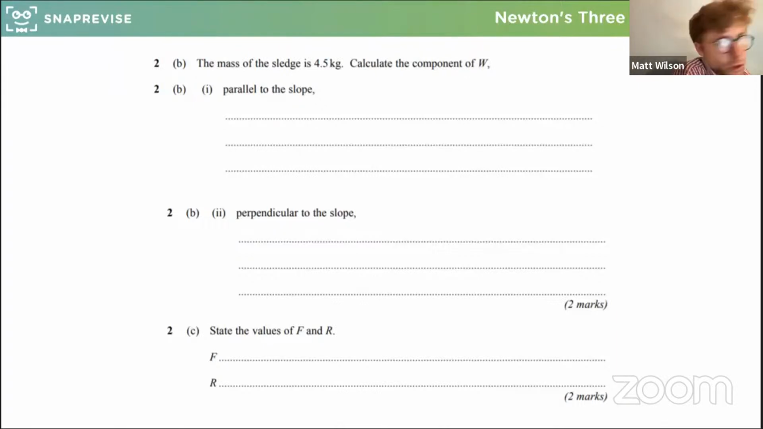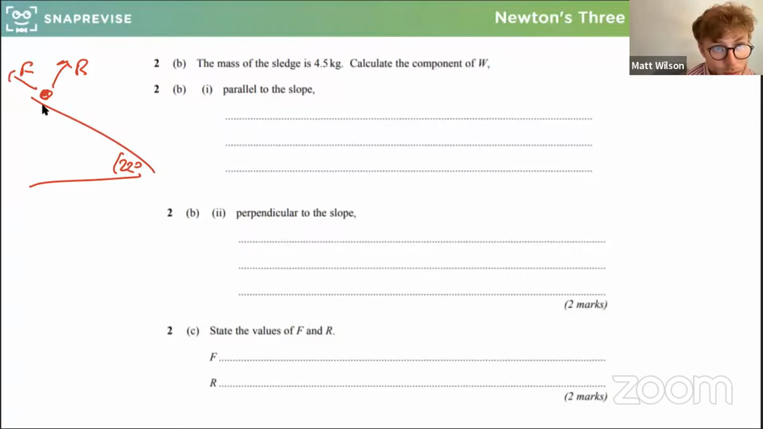So maybe I'll need to draw the diagram again here. I think that's a good idea, actually. Yeah, let's do that. So the diagram we had, just for your reference from the previous part, was a slope. And we had this angle here was 22 degrees. We had our object on the slope. There was a force F. There was a reaction force R. And there was a weight. Okay. Now, the mass is so much.